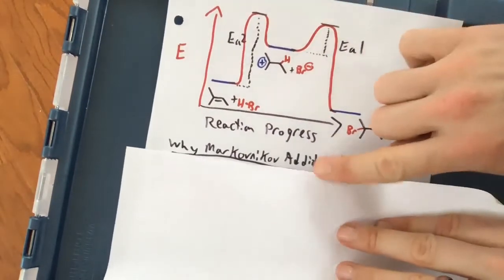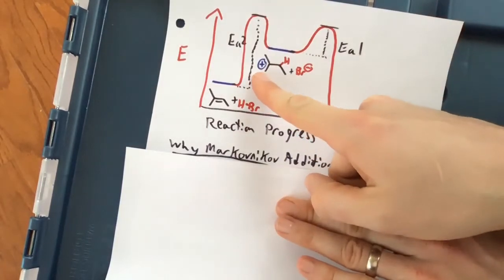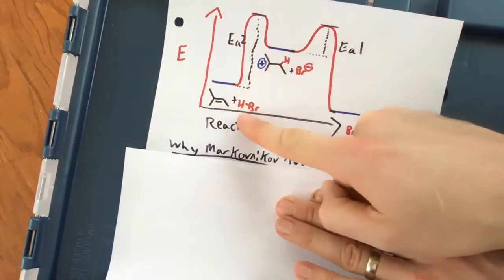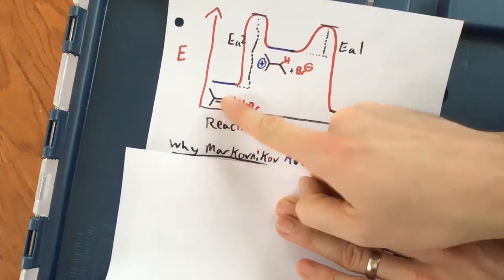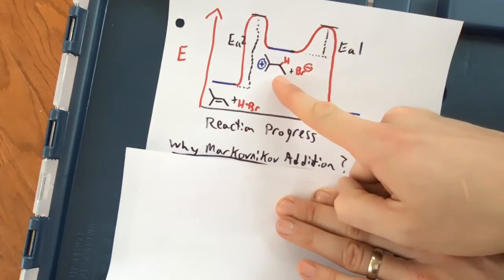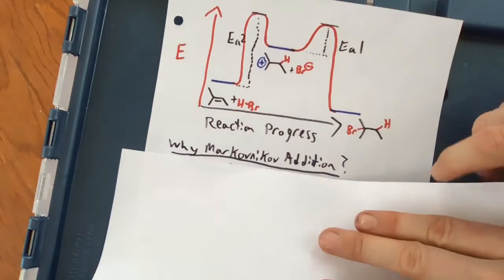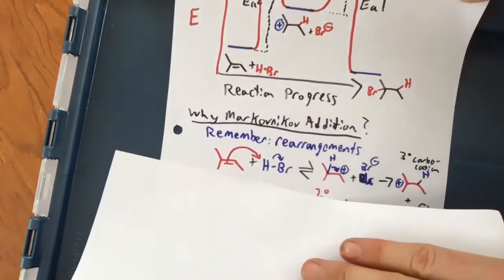So the question is, why is it Markovnikov addition? Why does the addition of H to an alkene always happen this way, where the least substituted carbon has the hydrogen and the most substituted gets the carbocation? And the answer is, of course, rearrangements.